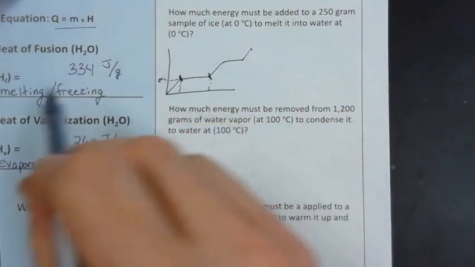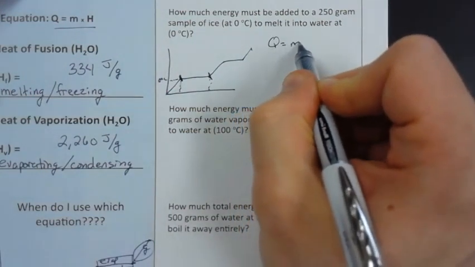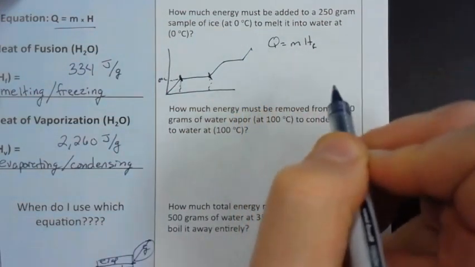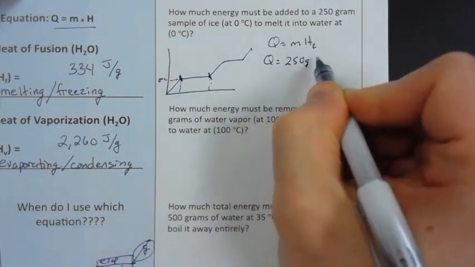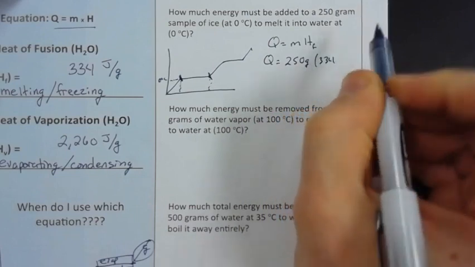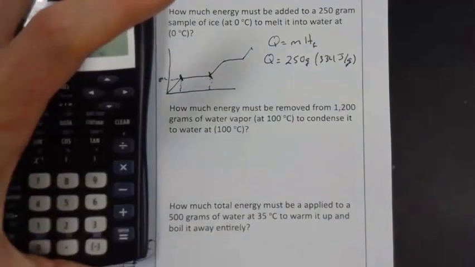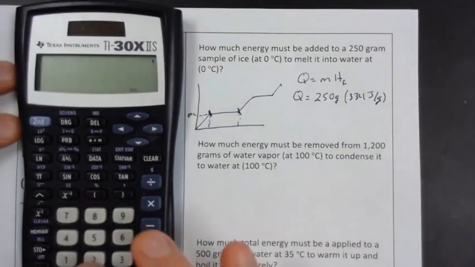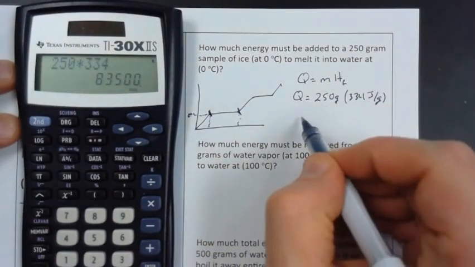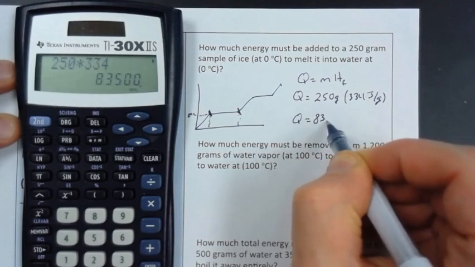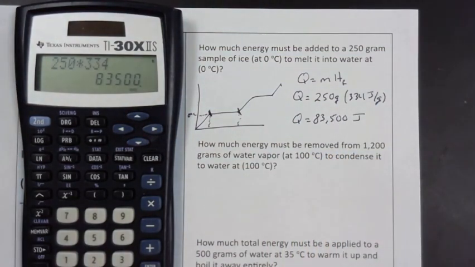So because this is melting, we're going to use H sub F, and we'll use the equation Q equals m H sub F, and the energy is equal to the mass of that system times the heat of fusion constant, 334. So 250 times 334, we get 83,500 joules of energy just to melt a sample of ice.